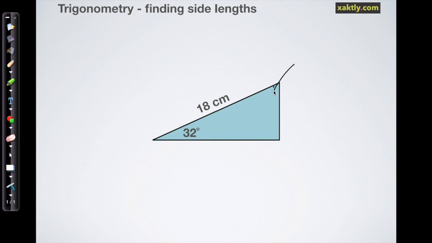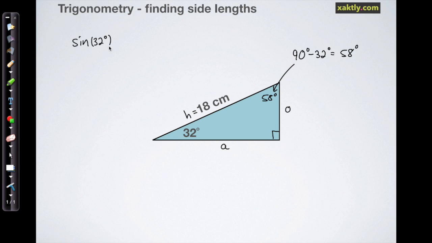Well, the angles are pretty easy. A right triangle has a 90-degree angle, so the other two have to add up to 90 degrees. So this angle is just 90 minus 32, or 58 degrees. And then let's label these other two sides. Here's the hypotenuse, and then the opposite of the 32-degree angle and the adjacent to the 32-degree angle.